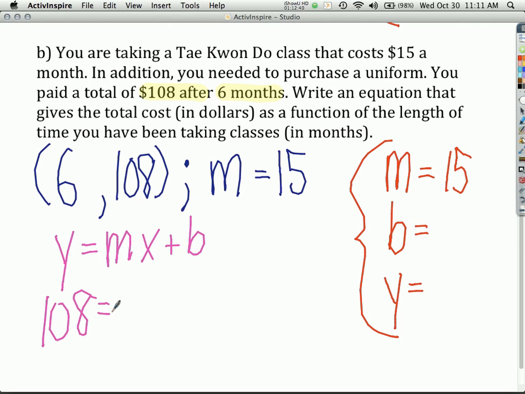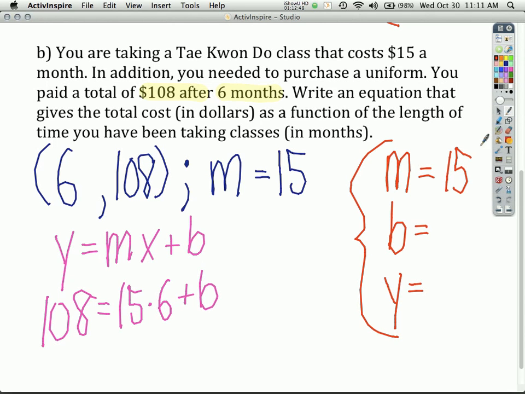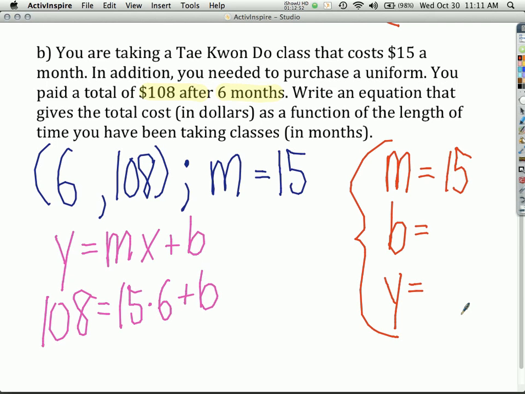108 equals 15 times 6 plus b. So what will b equal? What will b equal? It's mental math. That's all you need. Sebastian? 18. 18. Very good. And so if you look at the scenario, what does the 18 represent?